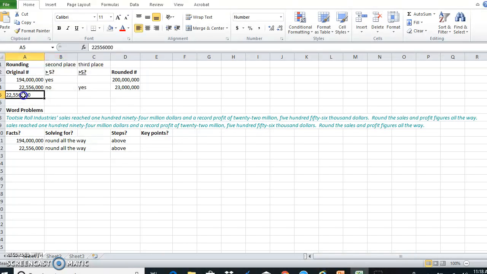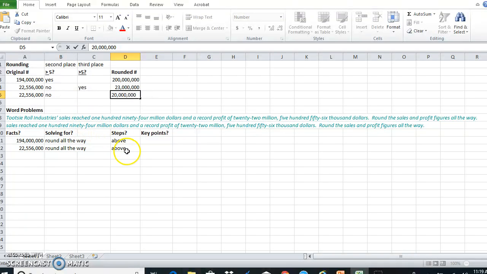Anyway, we're still looking at the same number, but we're going to round to the nearest 10 million. And so we're asking the same question. Is the second place greater than or equal to 5? So is 2 greater than or equal to 5? The answer is still no. So if we are rounding to the nearest 10 million, we cannot make the 2 a 3, so we're done. And our rounded number is 20 million.